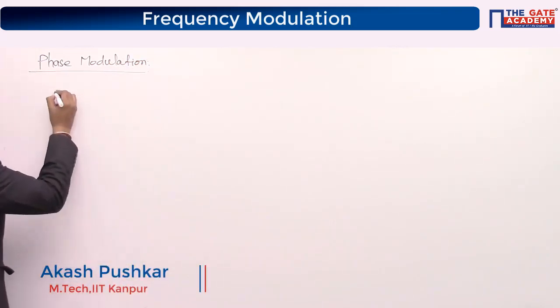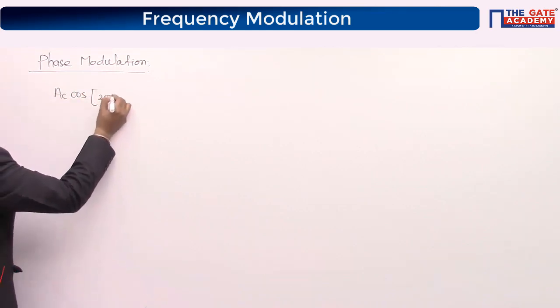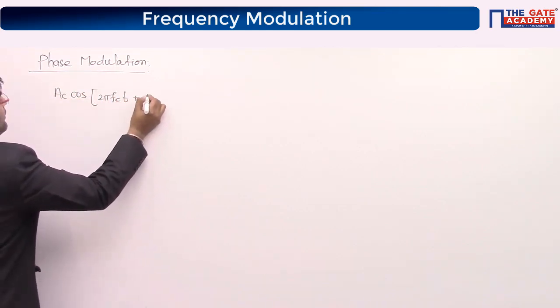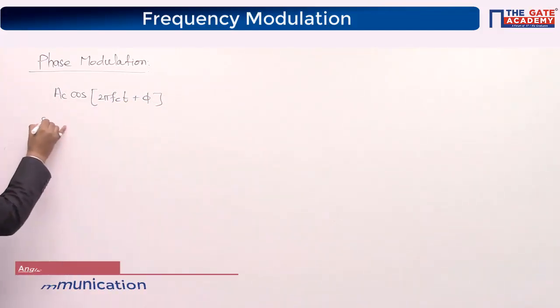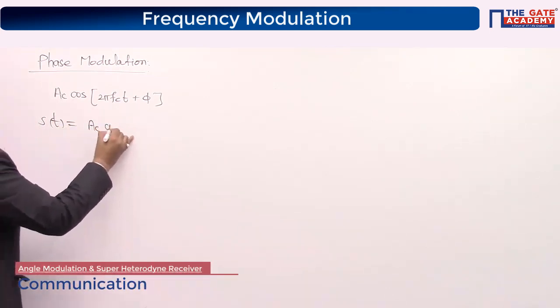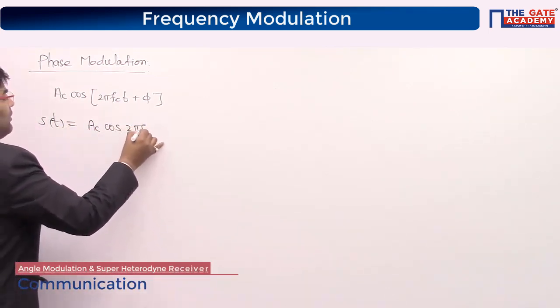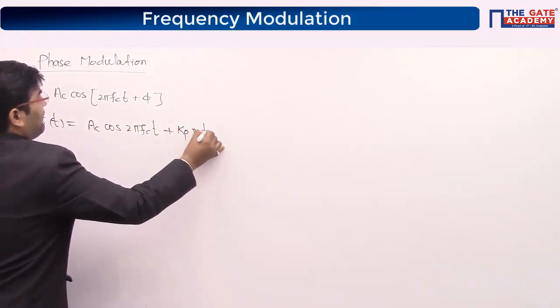So guys, again the starting is same, Ac cos(2π fc t + φ), and this is the phase, and we know that the equation of PM has this format. So Ac cos(2π fc t + Kp m(t)).